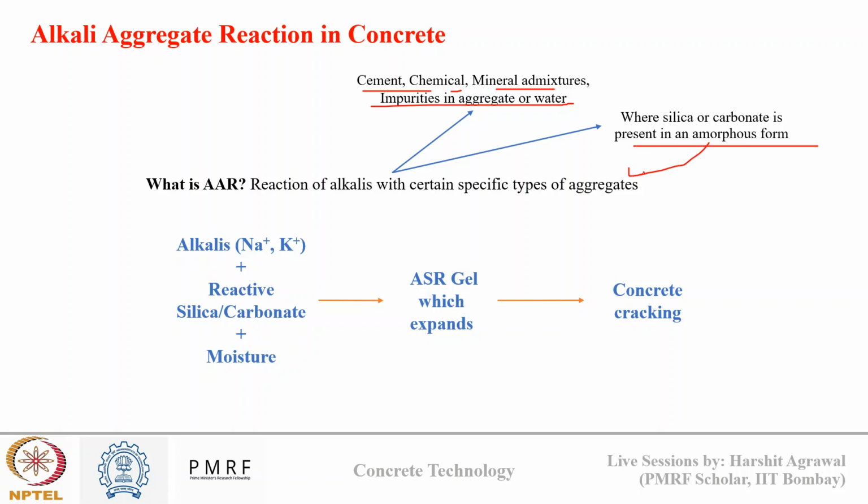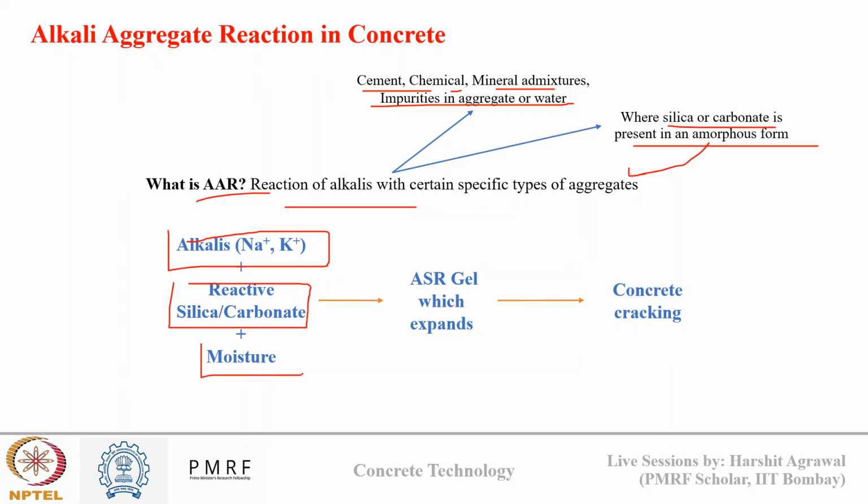So generally we assume that aggregates are inert in nature. However, if there are amorphous impurities in aggregate in the form of silicon carbonate, they can react with alkali to show alkali aggregate reaction. Now, if we simply write this reaction, what is happening? We have alkali ions from my cement or other phases inside concrete, and we have reactive silicon carbonates present in the aggregates. These two agents, in the presence of moisture, form alkali silica gel or alkali carbonate gel, and generally we represent it as ASR, alkali silica reaction gel.